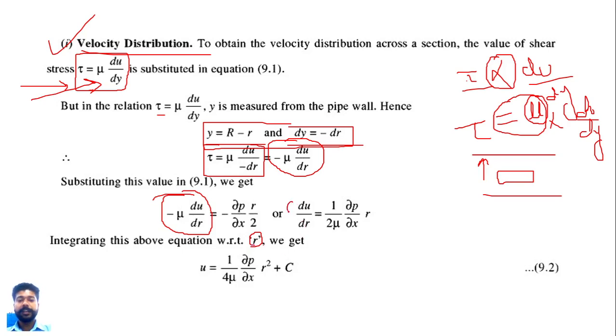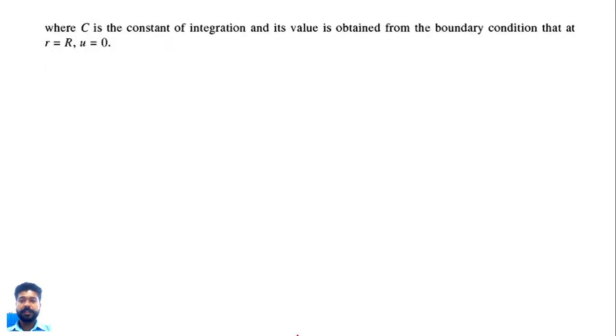After integrating this equation with respect to r, du upon dr gives u, that equals, integrating r gives r square by 2. So by 2 into 2, that will be 4 mu, del p upon del x into r square plus a constant. So we need to find the value of this constant c, the constant of integration, and its value is obtained by applying the boundary condition.